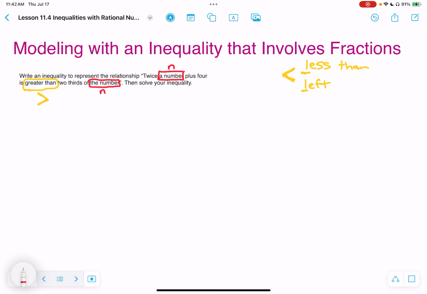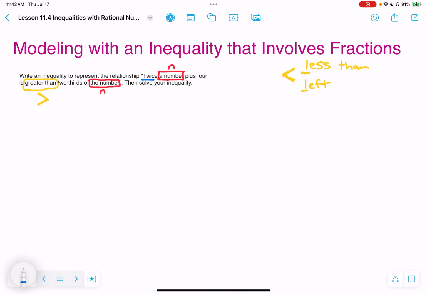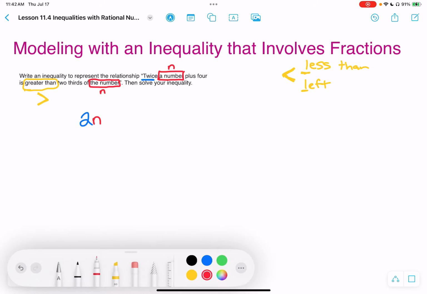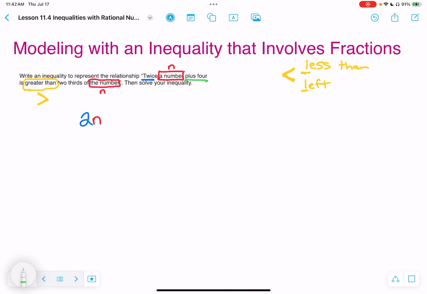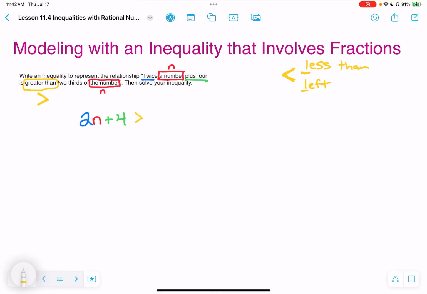Okay. So then it says twice a number. So twice a number means two times the number. If I say twice something, that means double it. Okay, and then the next part's pretty simple. It says plus 4. So plus 4. And then is greater than. That's the part that I think is actually valuable to know, is greater than.